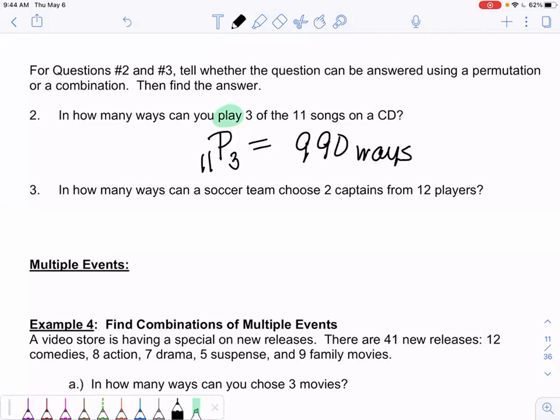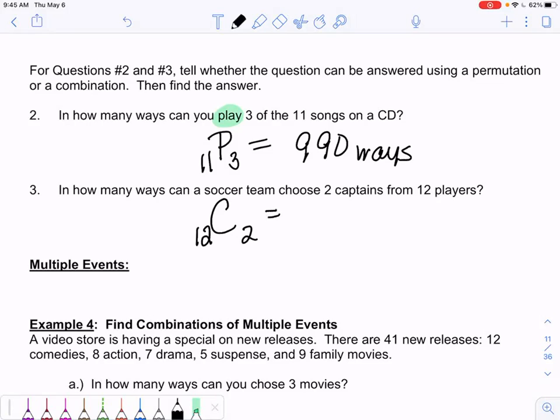Bill, what did you say for number 3? How many ways can you choose 2 captains from the team? Yeah, that is a combination. They're both captains. It's the same position hierarchy. It's not a captain and a co-captain. They're just 2 captains. How many players are on the team, Bill? And we're choosing 2 captains.